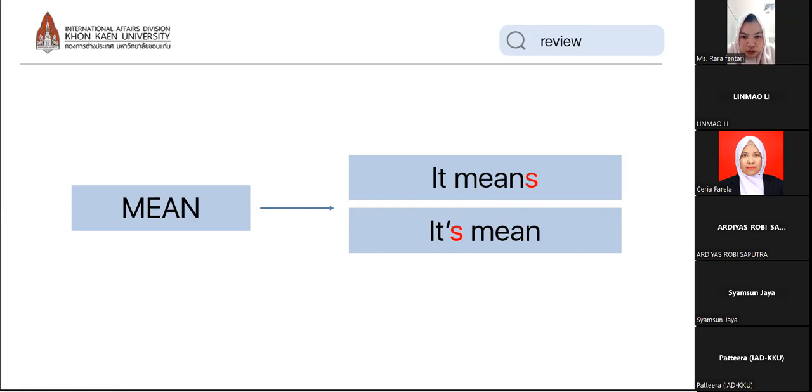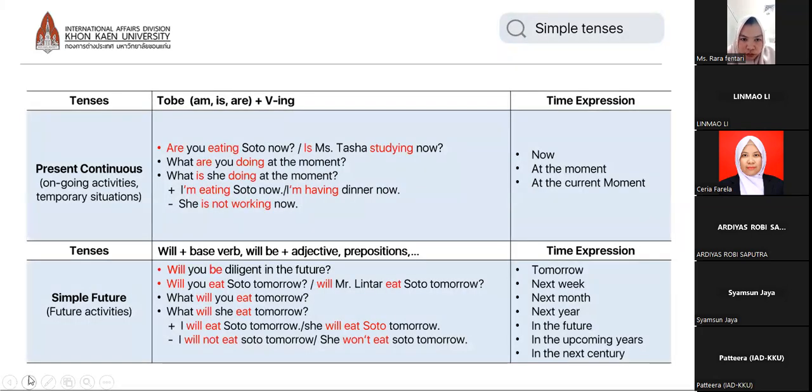I think both of them are correct, because this is all about global mindset. I can understand when people say "it's mean, it means like that." So we have that, all right? Okay, this is the way we use it.